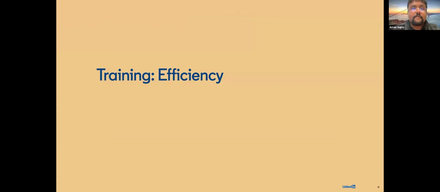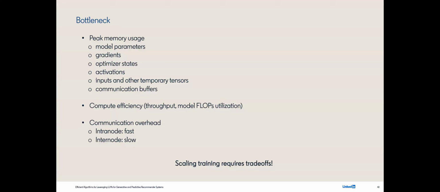Okay. So I'm going to talk about training efficiency, as we have covered some basics intro. The first thing about training efficiency is to understand the bottleneck, where we have peak memory usage. It includes model parameters, gradients, optimizer states, activations, inputs, and other temporary tensors, and some communication buffers.